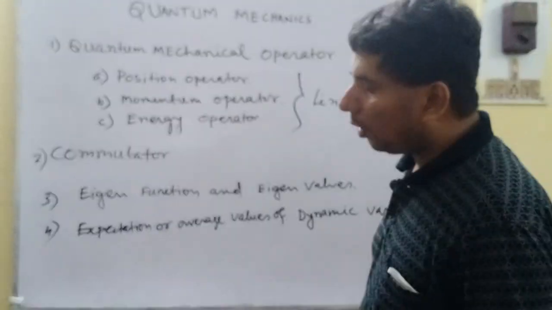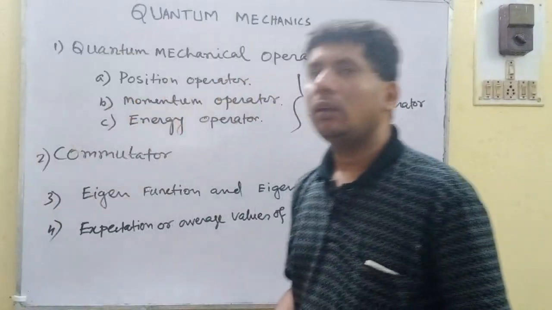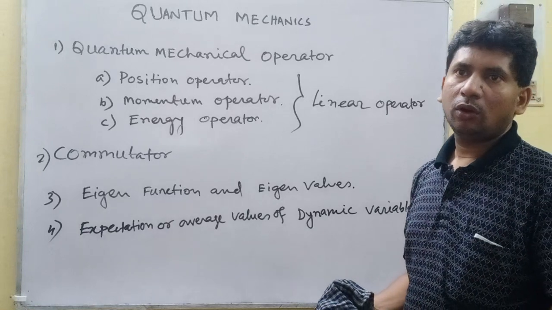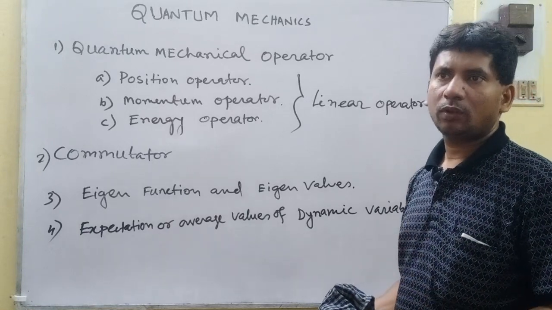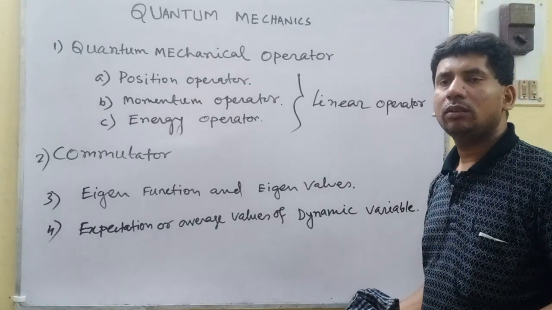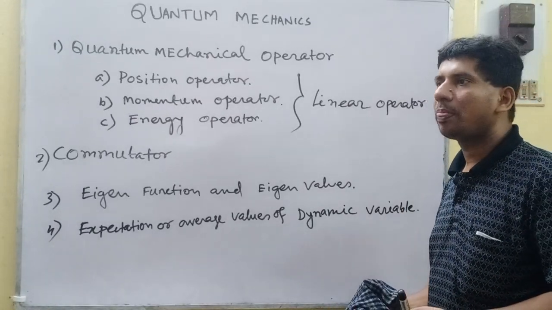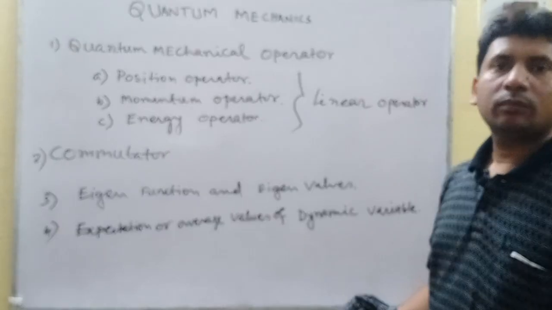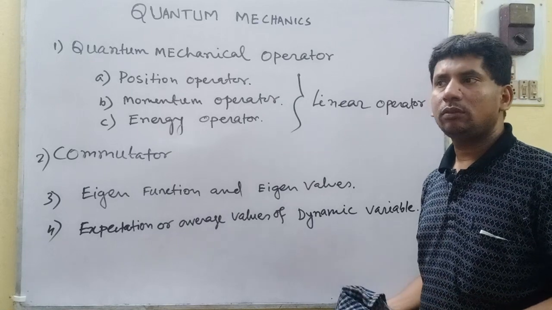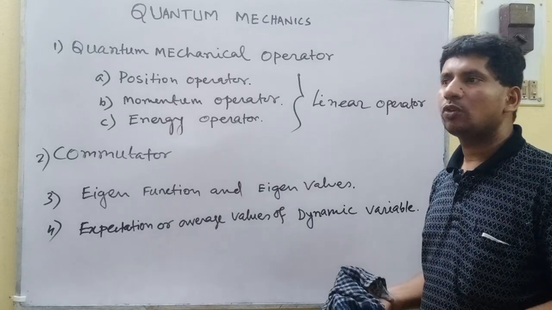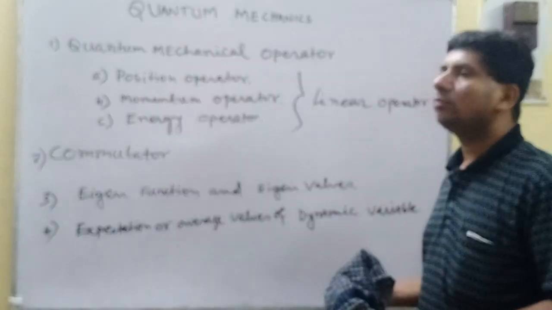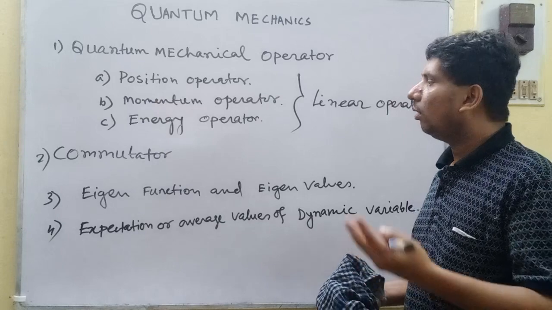And what is a dynamic variable? It may be a position. With time it can change for any particle. Momentum may change, so it is also a dynamic variable. Energy, kinetic energy or another energy, may change with position, no problem. So energy, position, momentum, they are dynamic variables.